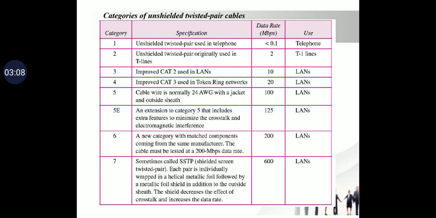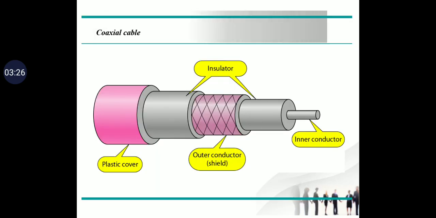There are several unshielded twisted pair cables depending upon the data rate. As per the need, the selection will be made. The data rates range from 0.1 Mbps to 600 Mbps, so we have usages from telephone to LANs.